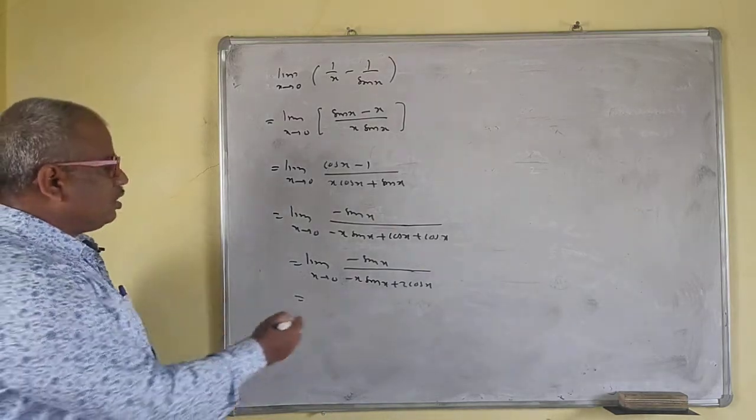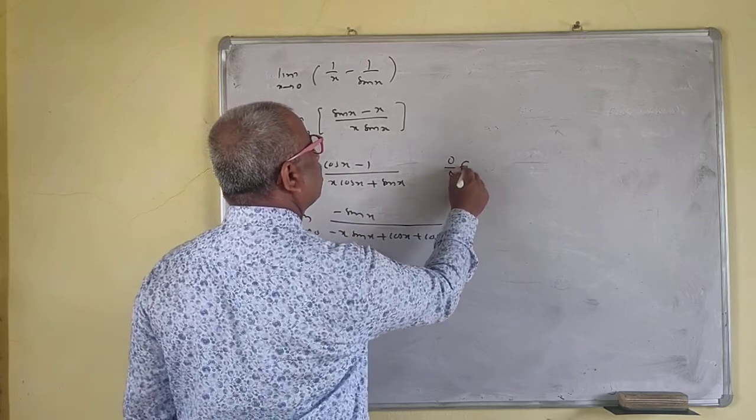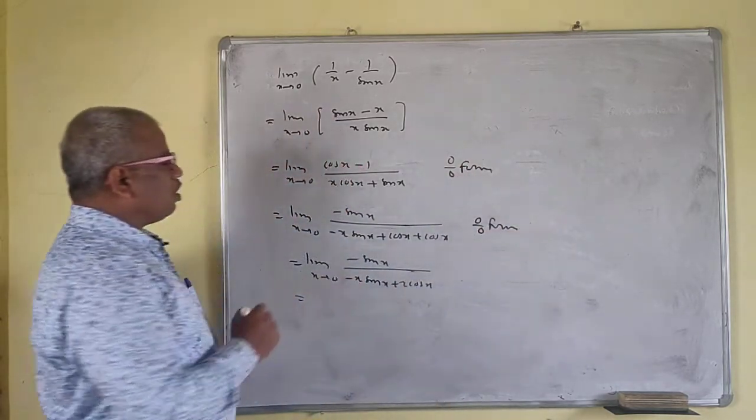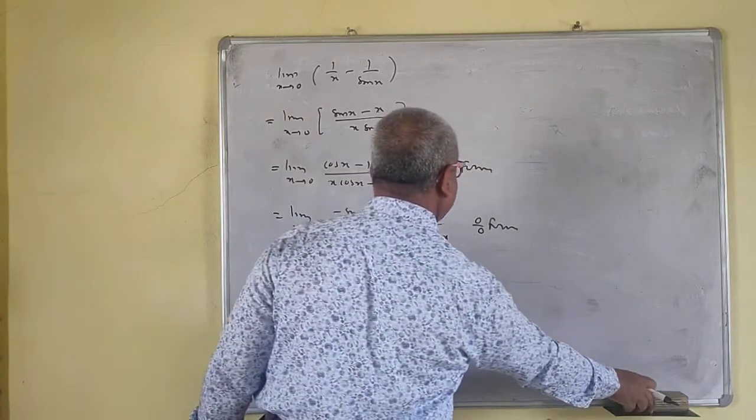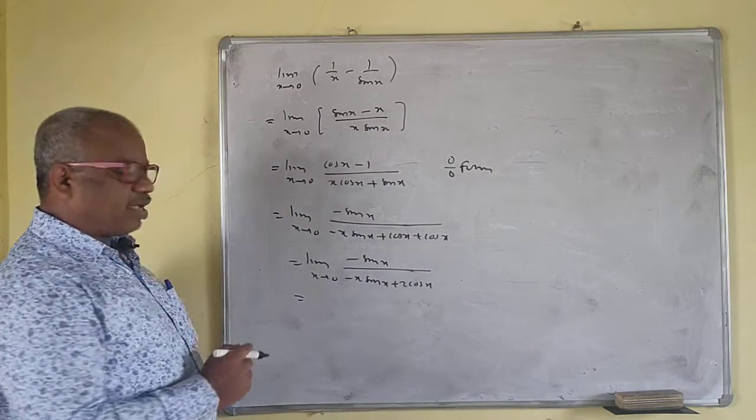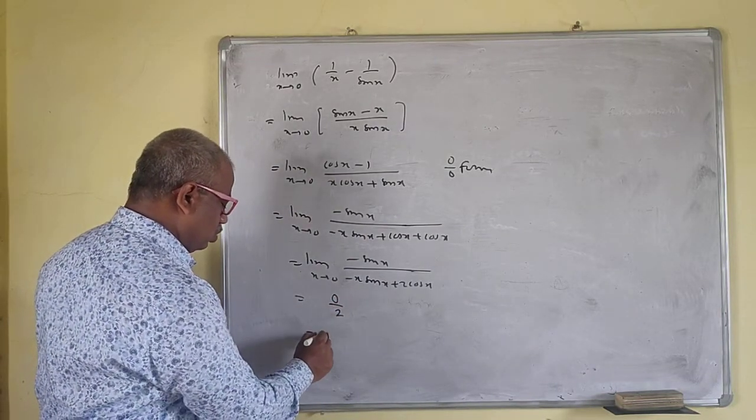Okay, so this is not 0 by 0 form. Just we write here 0 by 0 form. But no, we have to simplify this. So this is not 0 by 0 form, so directly we can put the value of x is equal to 0. So this is 0 upon 2. So this is 0.